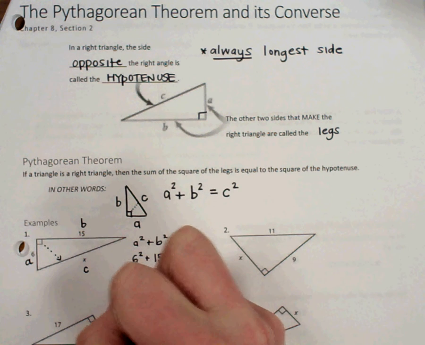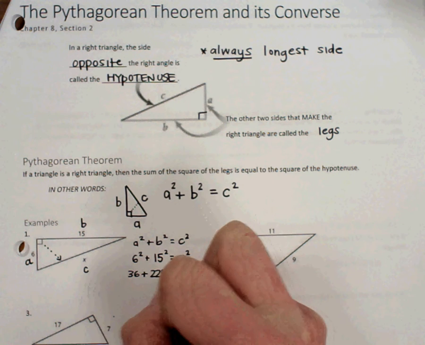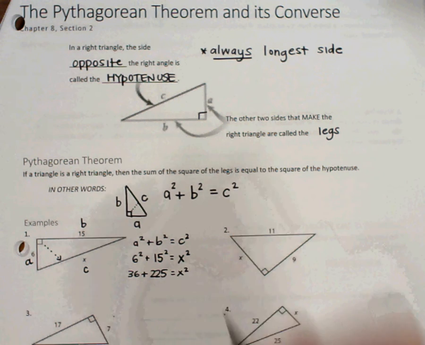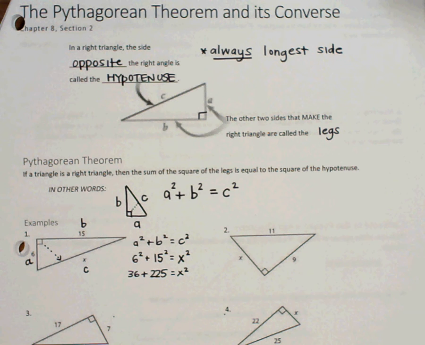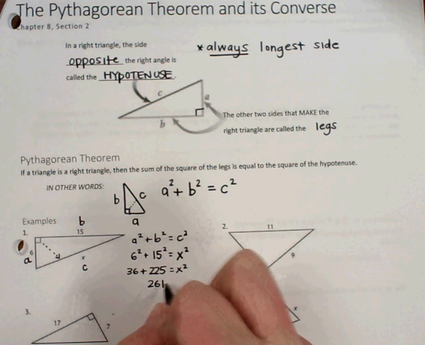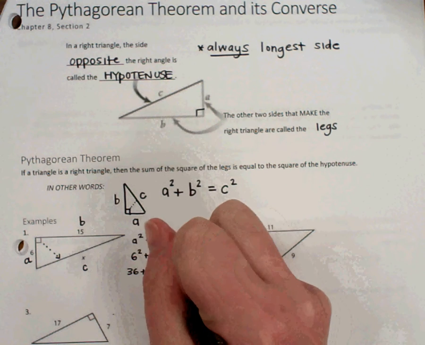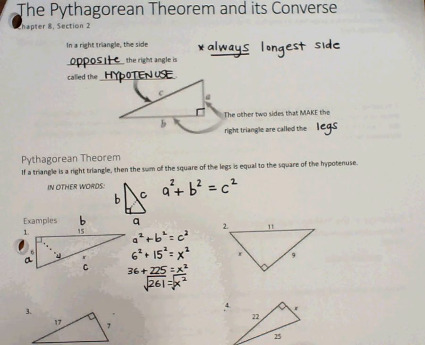6 squared is 36, 15 squared is 225. Remember exponents come first, so we can't add 6 and 15 and then square it. We've got to square 6, square 15, and then add them together. So when we add them together, this is 261. And to get x by itself now, we find the square root.